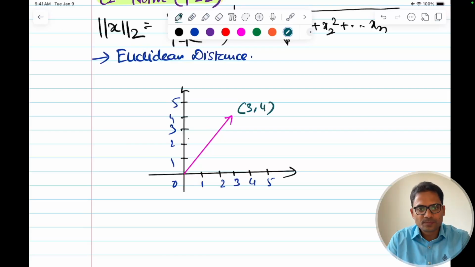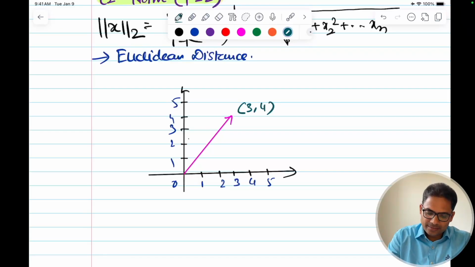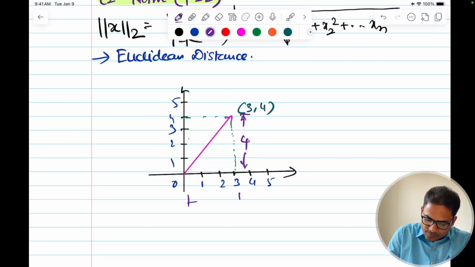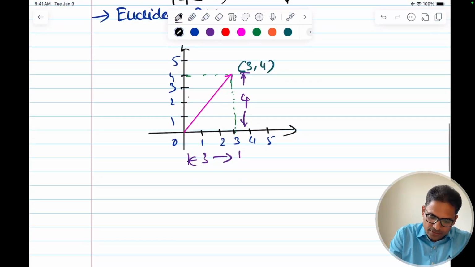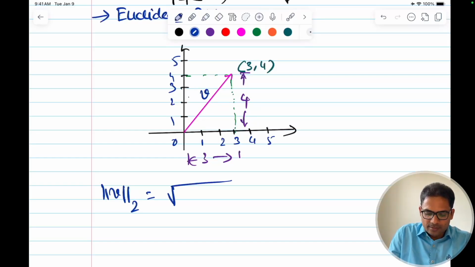x is 3, y is 4. So what will be its Euclidean distance? This distance is 4 units, and this is 3. So what will be its L2 norm? If this vector is v, the L2 norm would be square root of 3 square plus 4 square, that is equal to 5.